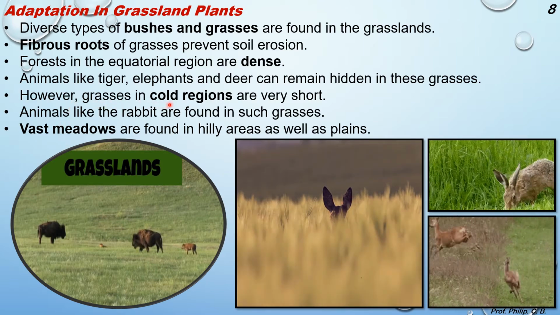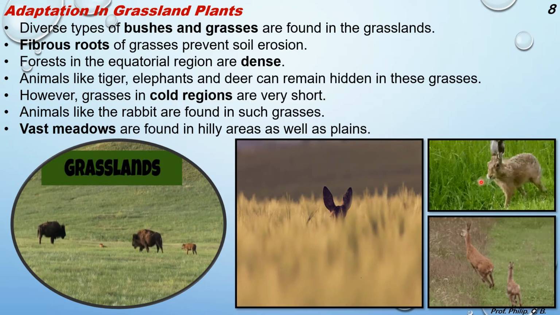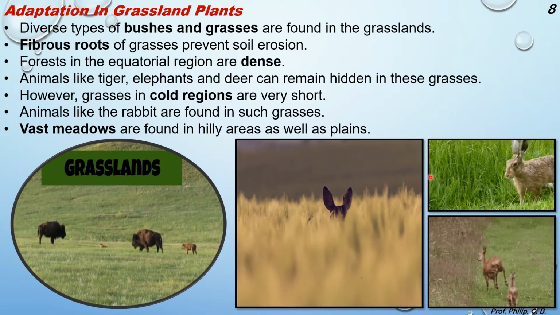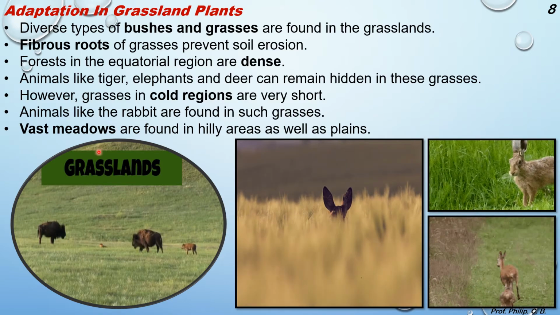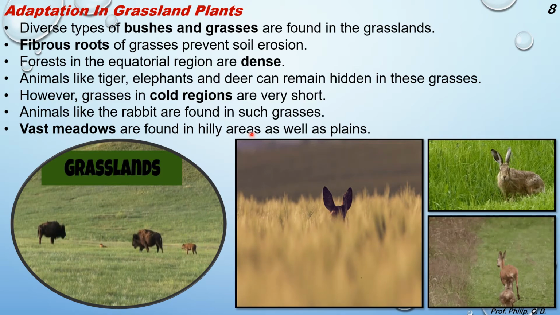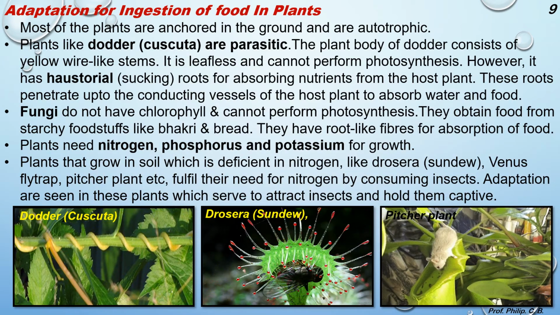Okay, next point. However, grasses in cold regions are very short, as I just mentioned in the case of the rabbit which is hiding in the grasses. Animals like the rabbit are found in such grasses. Vast meadows are found in hilly regions as well as plains.